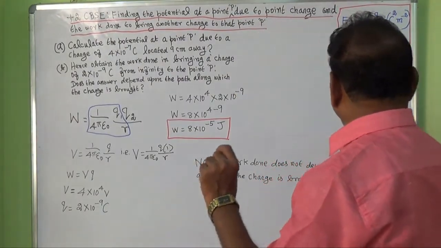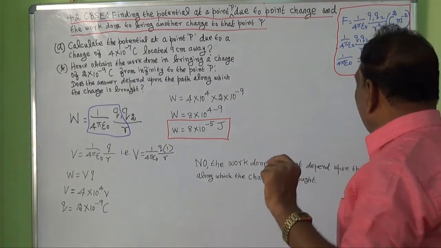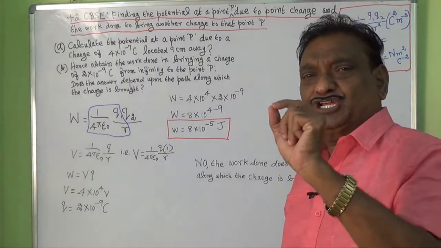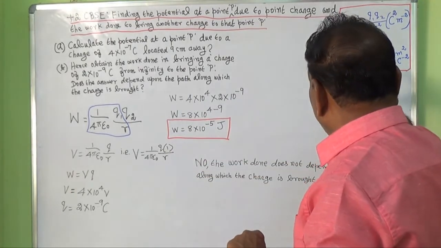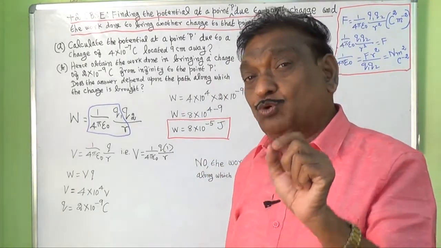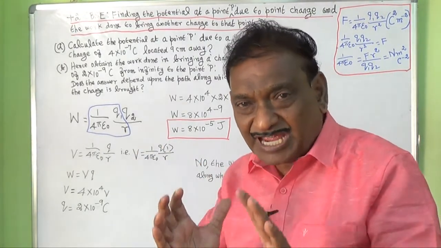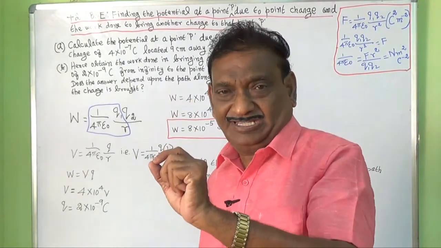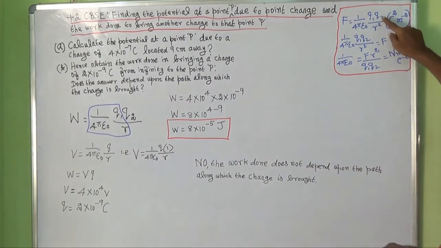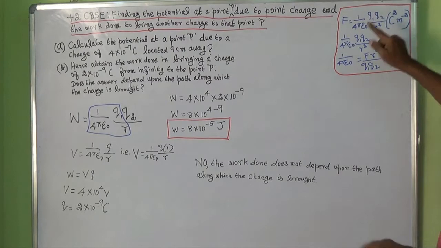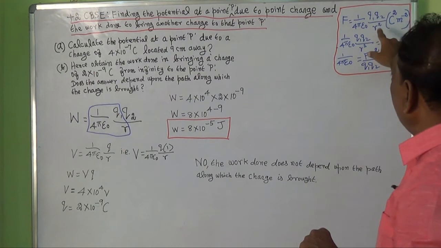We have written the unit for 1 by 4 pi epsilon naught as Newton meter square per coulomb square. How did this unit arrive? We know that as per Coulomb's law, the force of attraction or force of repulsion between 2 point charges is directly proportional to the product of charges, that is Q1 into Q2, and inversely proportional to the square of the distance, that is R square.